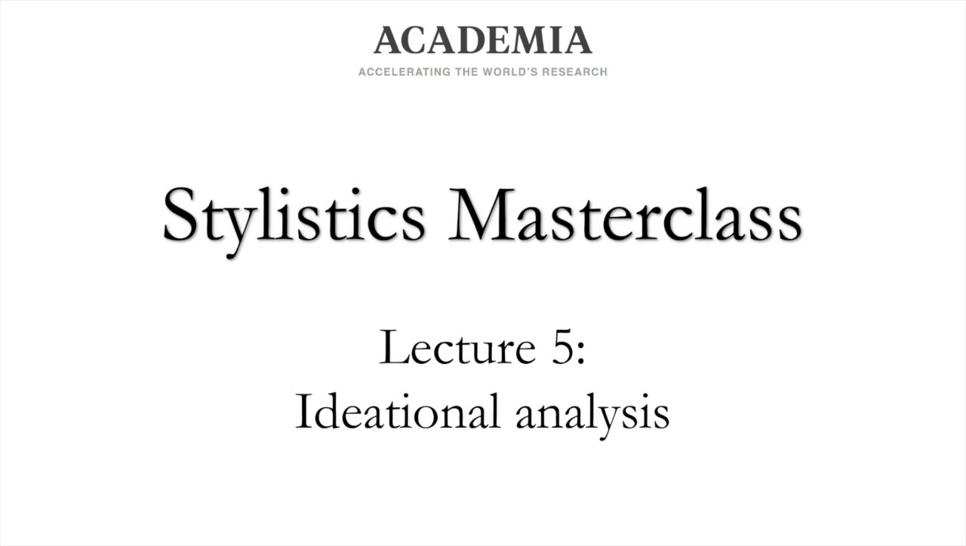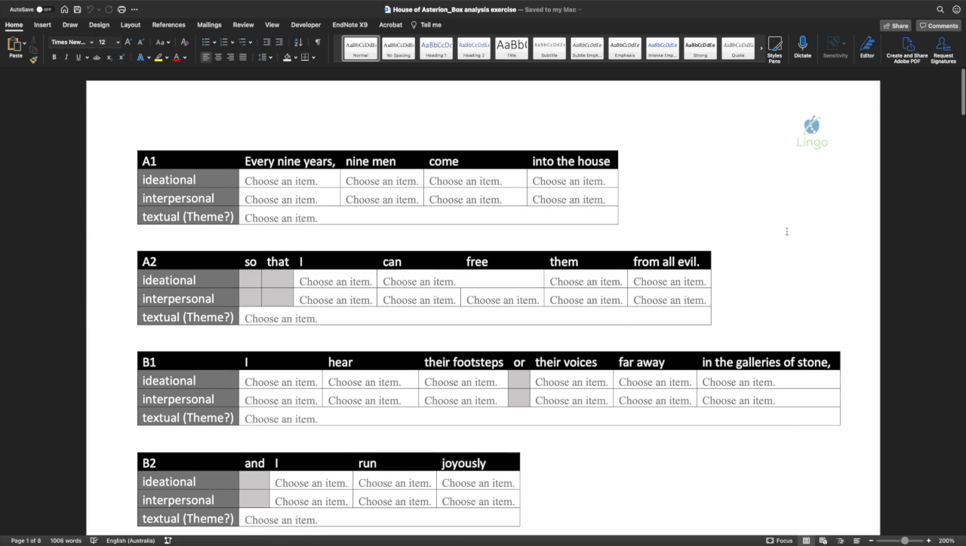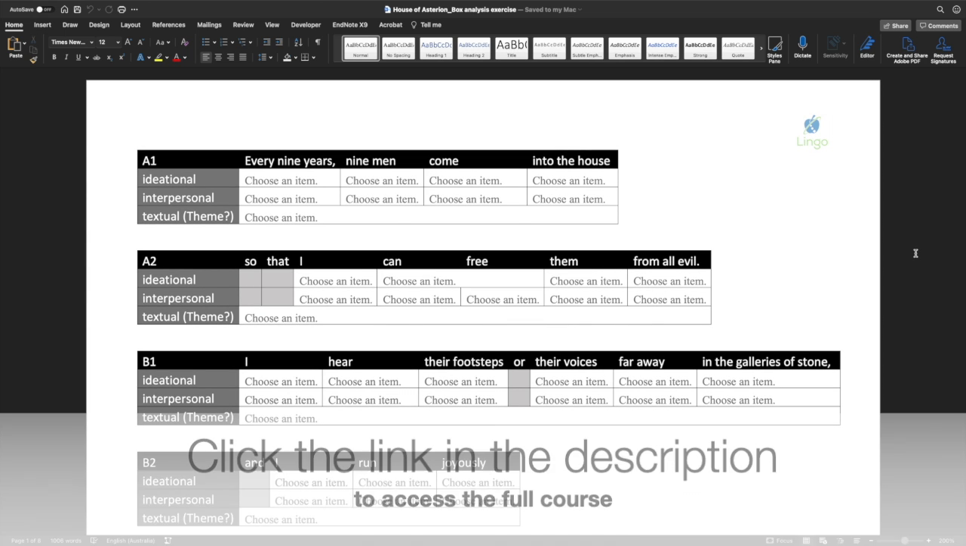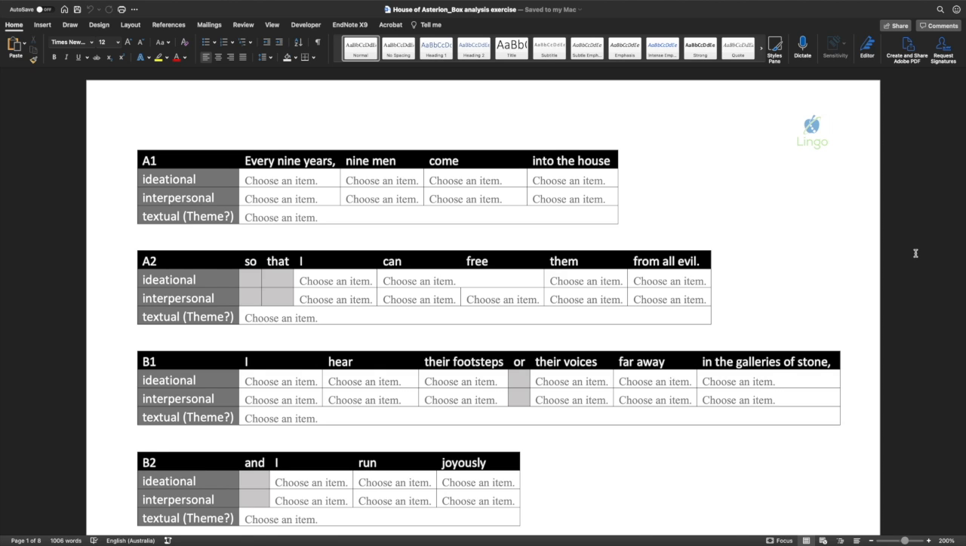All right, let's jump straight into this then. In this video, I'm looking only at the ideational meanings, and when I analyze text for the ideational meaning, I usually start with the process because that gives me a good idea of what the clause is about. So in A1, the process is come. That's a material process because it's a process of doing.